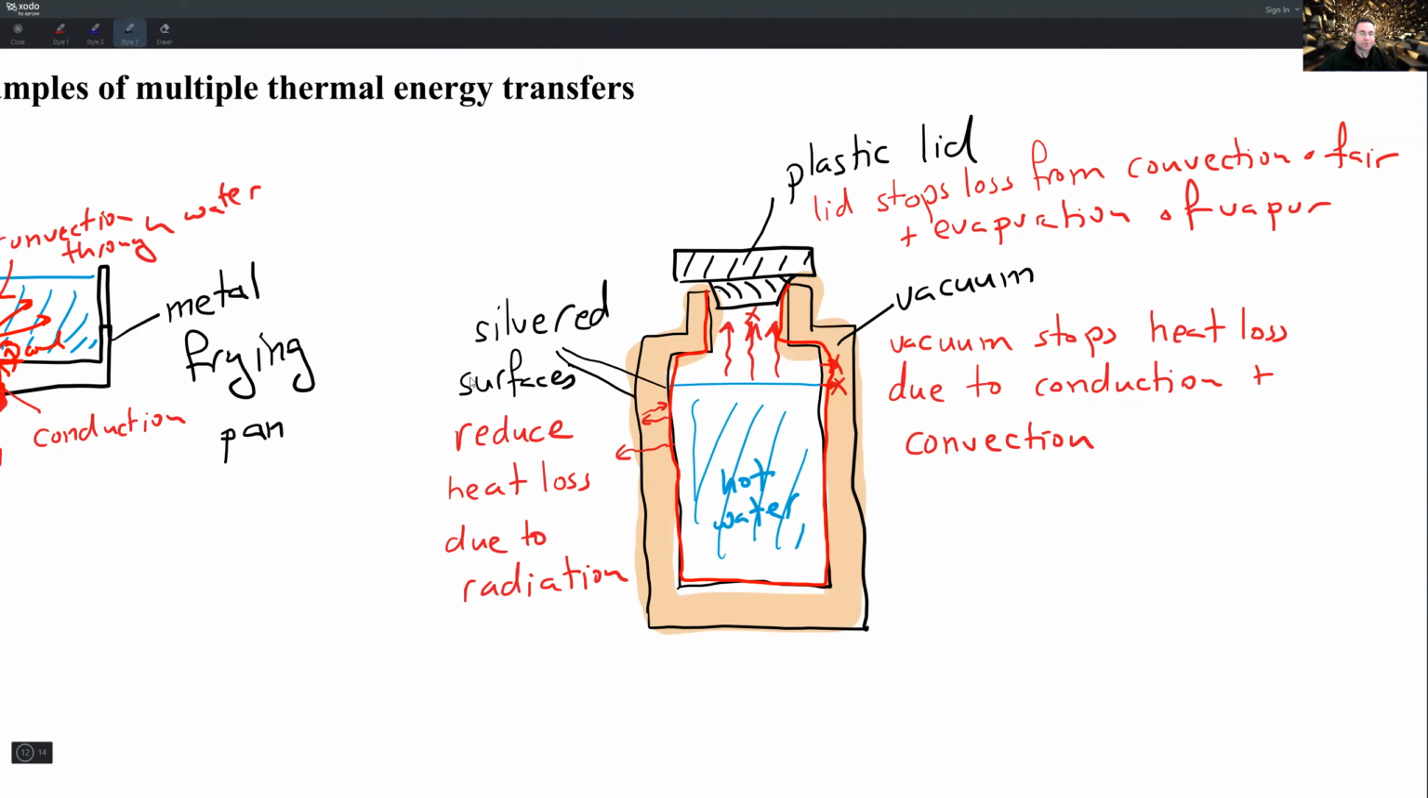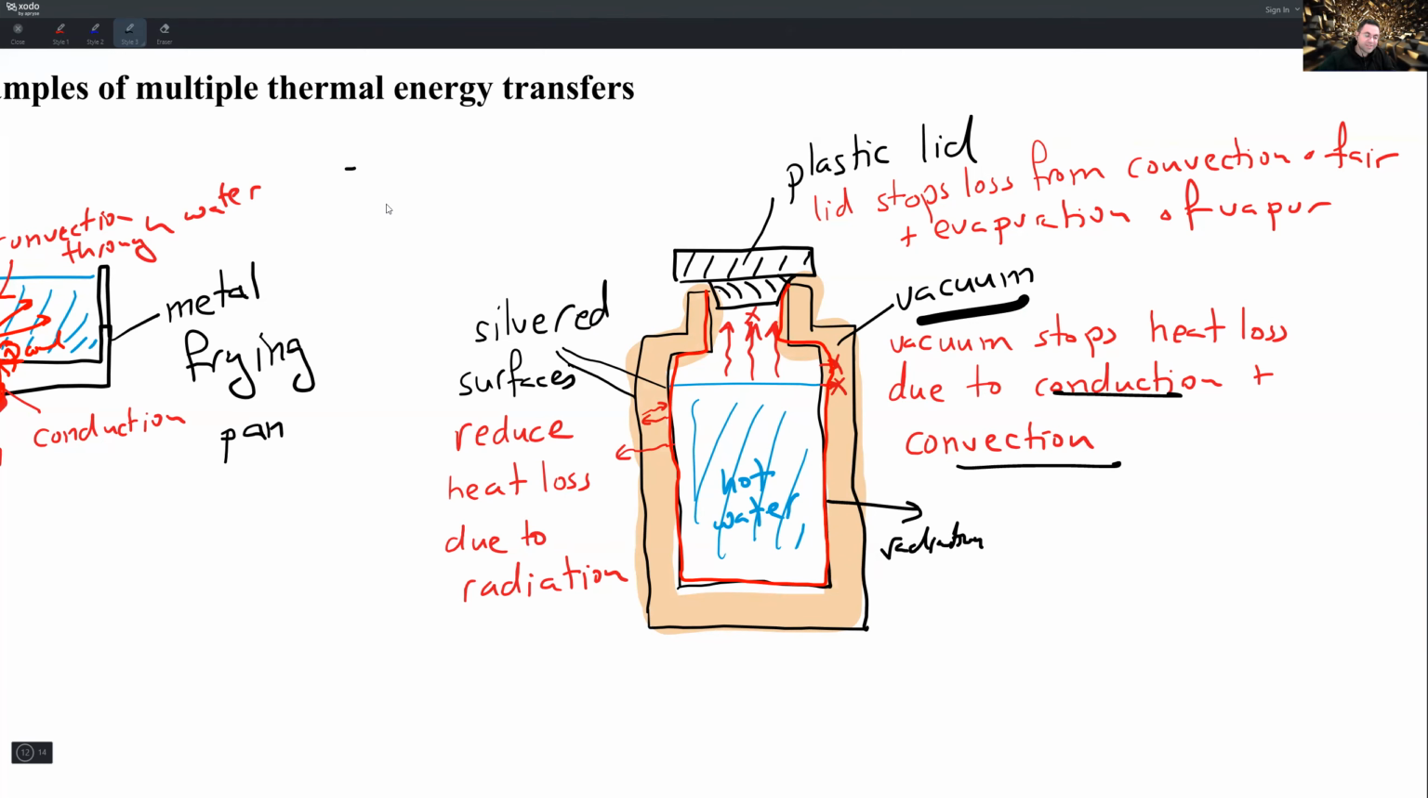ليه بقى? Well, الvacuum بيقلل الheat loss. What does a vacuum do? It reduces the heat lost by conduction and convection, because conduction and convection cannot happen in a vacuum. مين اللي ممكن يعدي? Radiation. That's fine. Because it doesn't matter if it's a vacuum or لا, radiation عادي, infrared radiation عادي.